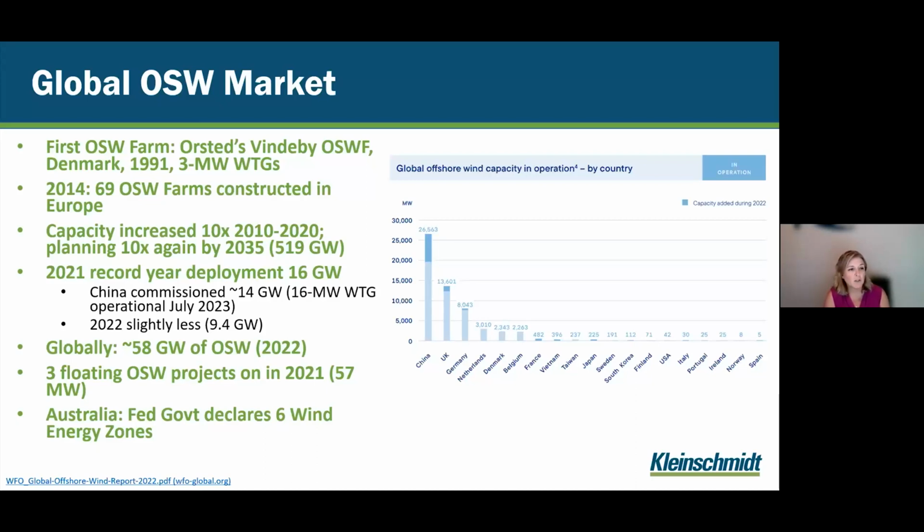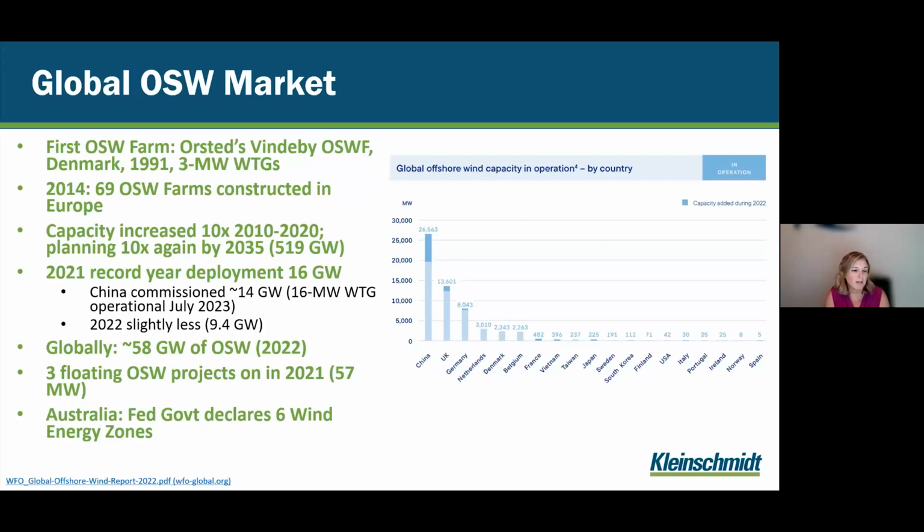So 2021, 2 years ago, in and of itself was a record year for deployment, particularly because China came online at a very big scale with 14 gigawatts. Anecdotally, China also just last month announced the use of a 16 megawatt WTG. So you can see where we have progressed. Still, at this point, most wind farms under development, so not necessarily even operational, but under development, are more in the 8 to 14 megawatt range. But China has now come out already with a 16 megawatt machine.